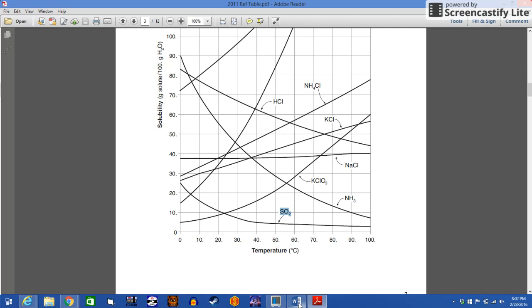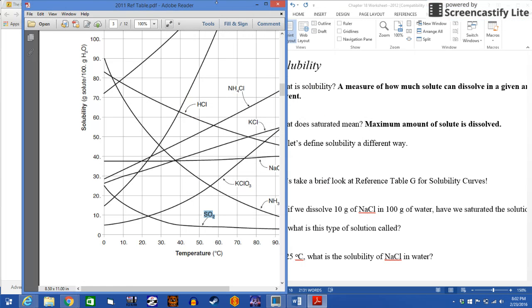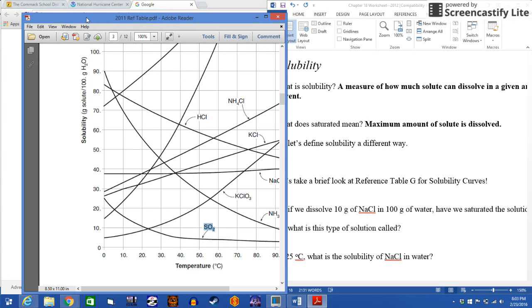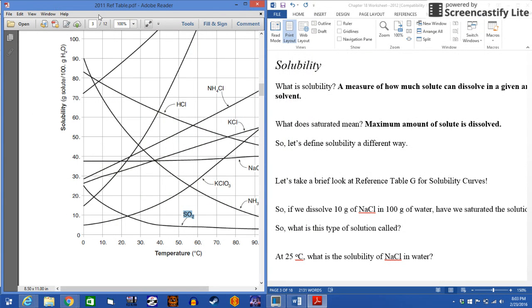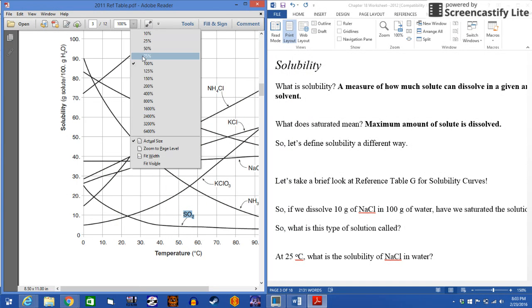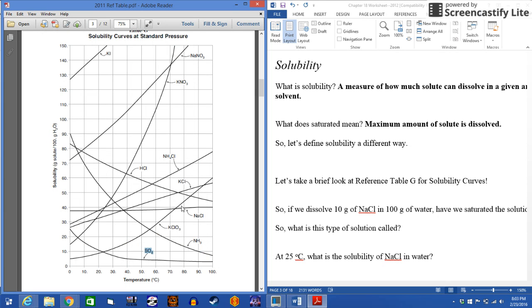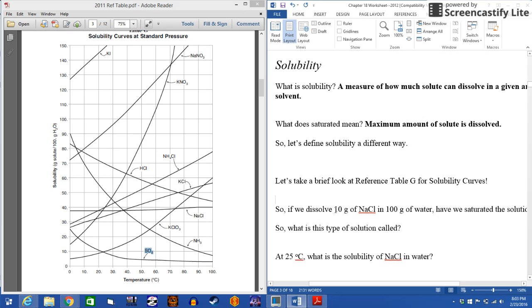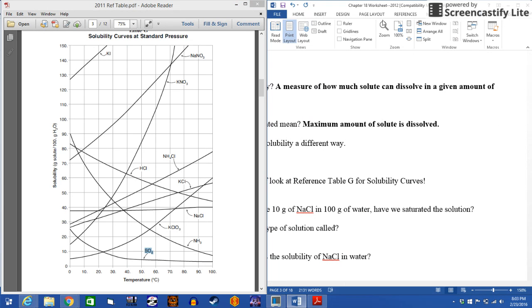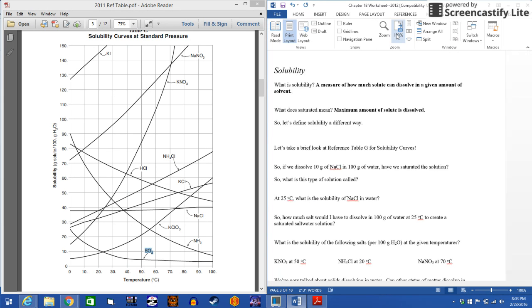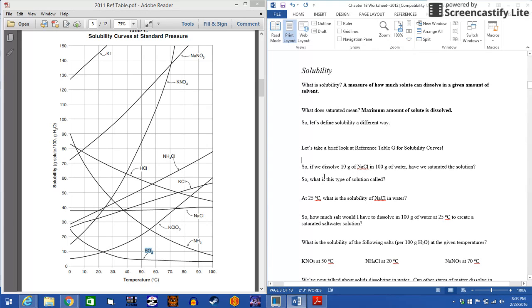So what I want you to do is go back to the notes now. I'll snap this back because now we can look at it a little bit more reasonably here. Okay, zoom it out a bit. Okay. There we go. So if we dissolve 10 grams of sodium chloride in 100 grams of water, have we saturated the solution? Let me just reduce this back to 100%. Now we can fit this on. Have we saturated the solution? Well, let's take a look.